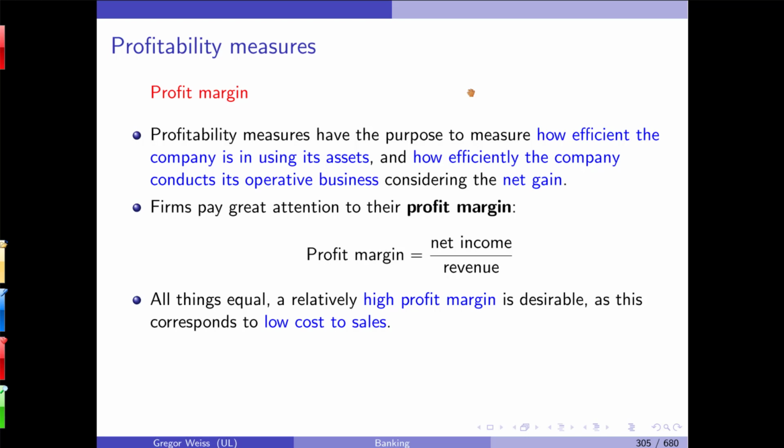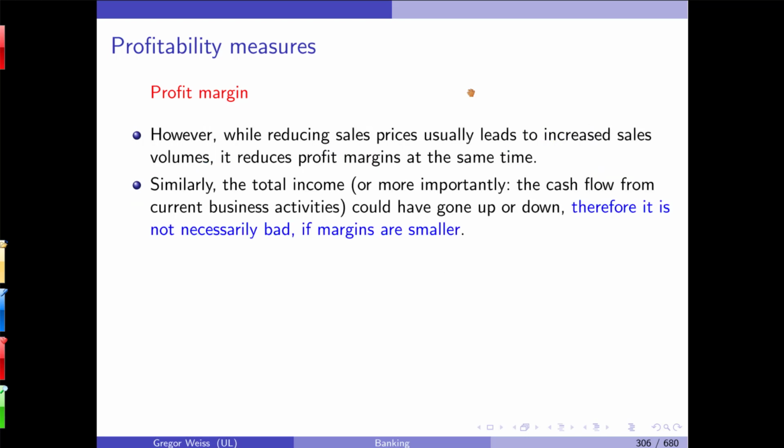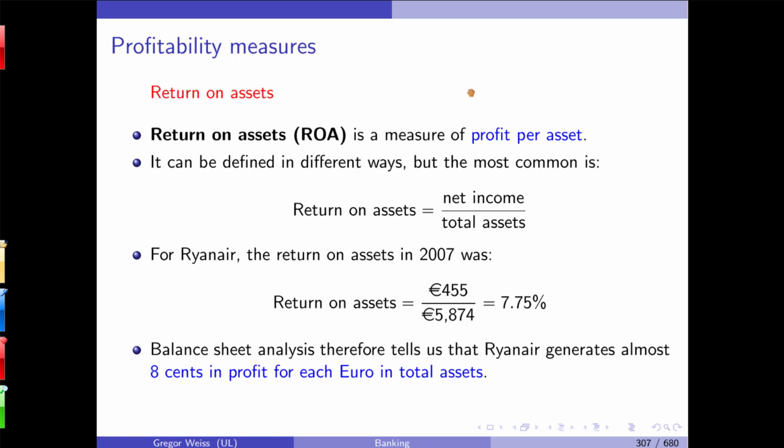Profit margin, net income over revenue. A high profit margin is, of course, desirable. Corresponds to low cost to sales. It depends on how large your margins are. We'll see in a bit that you actually have some levers on how to increase your profitability. You can use financial leverage, you can use income to sales, and here we can also use return on assets, net income over total assets. You can also use return on investment, return on equity, which gives you different ratios for profitability.